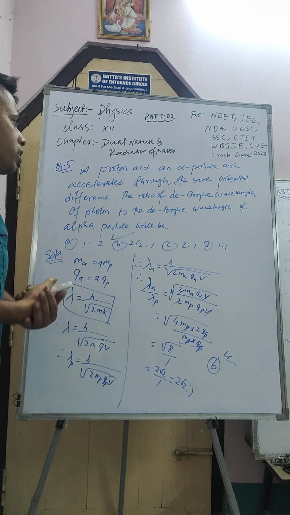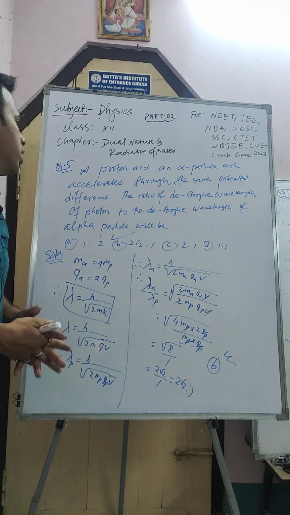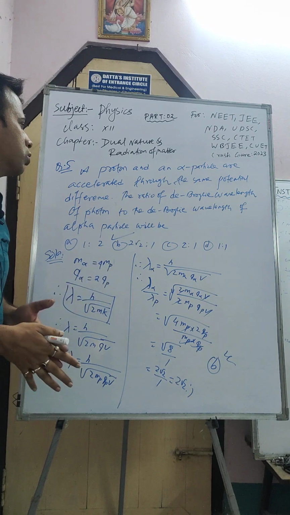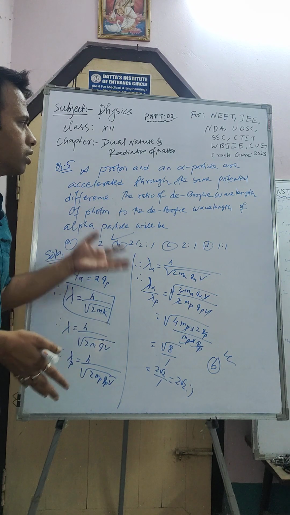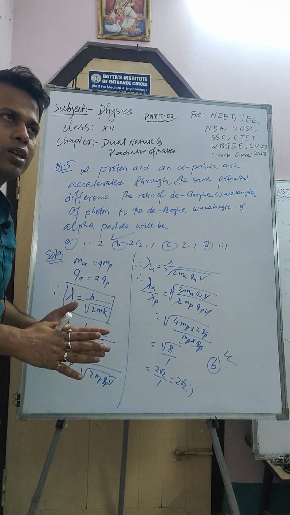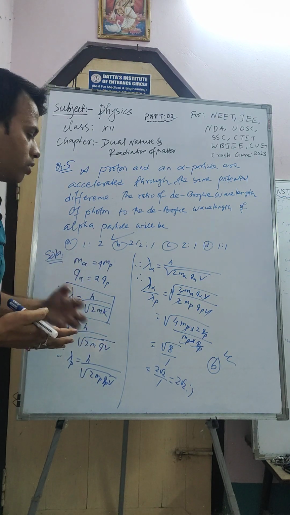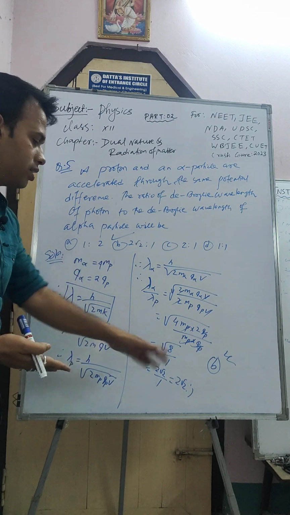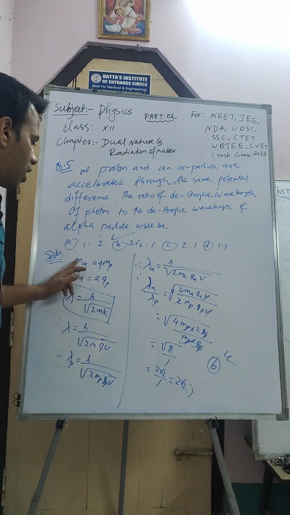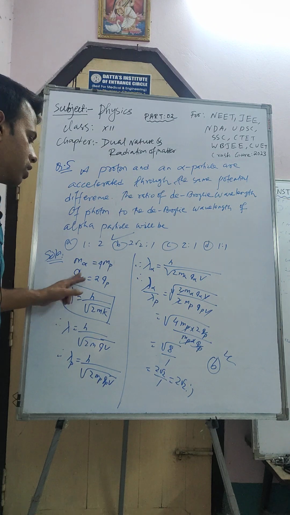So a proton and alpha particle are accelerated through the same potential difference. The potential difference is the same, and the ratio of the de Broglie wavelength of proton to the de Broglie wavelength of alpha particle. But here, nothing is given, just the potential difference is the same. But from that condition we have to find out the ratio in numerical form. So we know that the mass of alpha is 4 times the mass of proton, and the charge of alpha particle is 2 times the charge of proton.